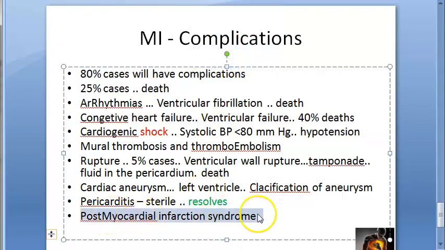Last one, post-myocardial infarction syndrome. What is this? So patients who have suffered acute myocardial infarction, in just about 3% people, they develop post-myocardial infarction syndrome, or it's also called Dressler's syndrome. This is just seen in 3% cases. They are saying 3% cases.